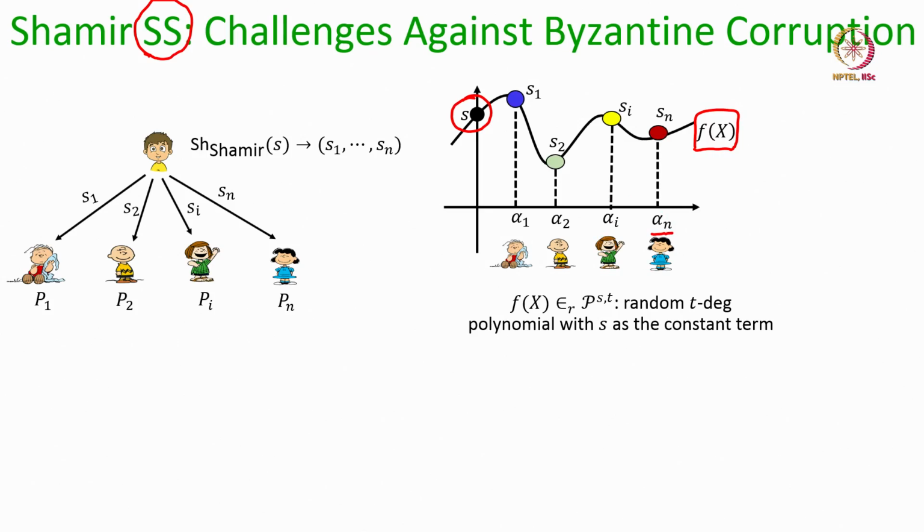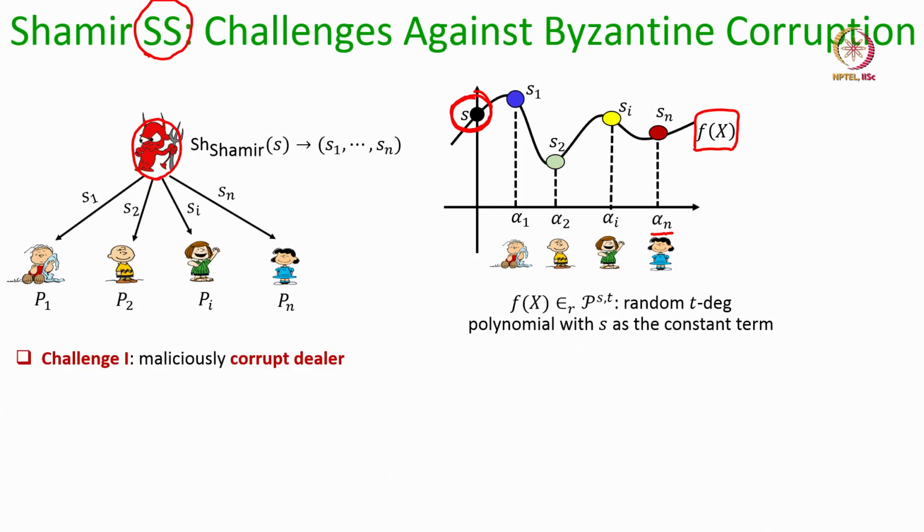If the dealer is honest, namely if the code or the system or the computer of the dealer is not corrupted, then indeed the dealer will pick a T degree polynomial, and the constant term of that polynomial will be the secret of the dealer, and that polynomial will be evaluated at alpha 1, alpha 2, alpha i and alpha n, and the ith point will be given to the ith party.